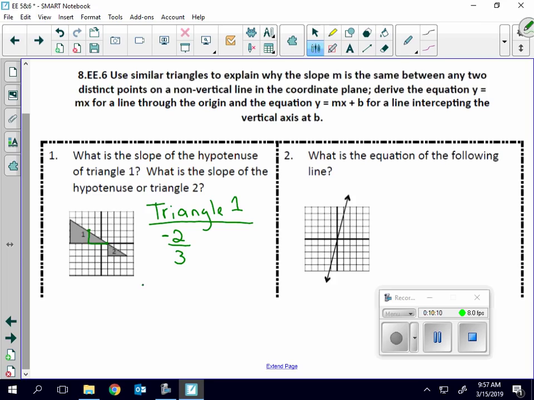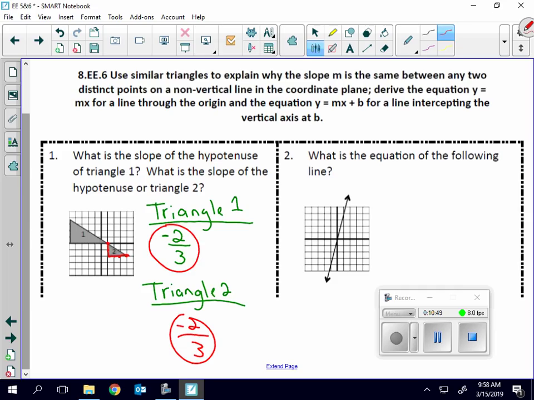Let's try triangle 2. All right, so let's erase this for a second. If you want to just use a different color maybe on yours. I see this point again, of course. I can use that one because that connects triangle 1 and 2. And I can just use this bottom one too. From there to there, we're going to go down 2, and to the right, 3. So again, down 2, right 3. They both have the same slope.